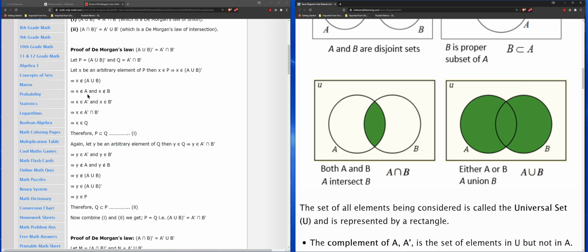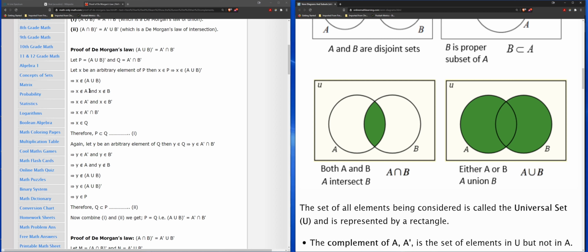Because if you had an "or" over here, you would allow the possibility that, say, X doesn't belong to A, but X could possibly belong to B, which wouldn't work. So what you have is, if X doesn't belong to A union B, it means that X does not belong to A, and X does not belong to B.